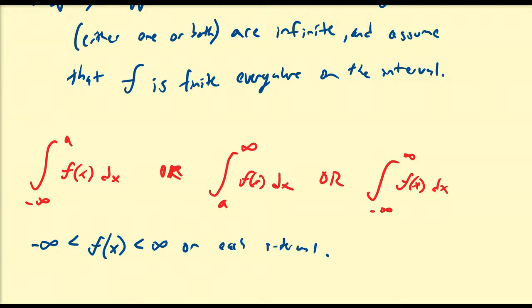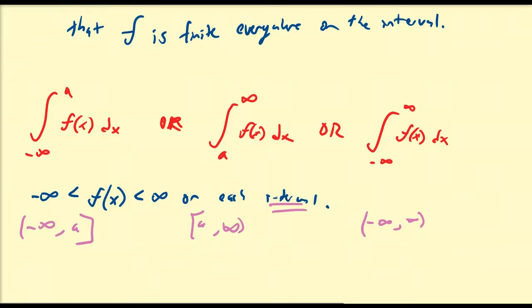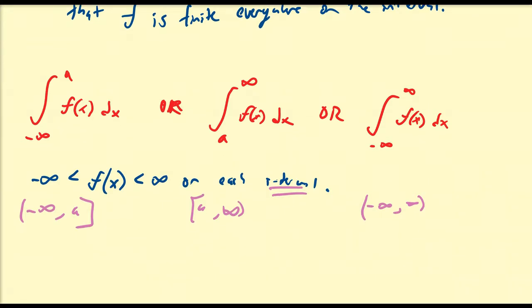So what is the interval for the first one? The first integral is minus infinity to a, the second interval is a to infinity, and this integral would be minus infinity to infinity. And let's assume without loss of generality that these terms are brackets, so we don't have any infinite discontinuities to discuss. We'll discuss them later. So how do we evaluate integrals whose bounds are infinite?